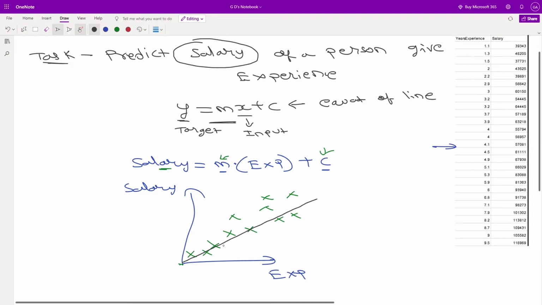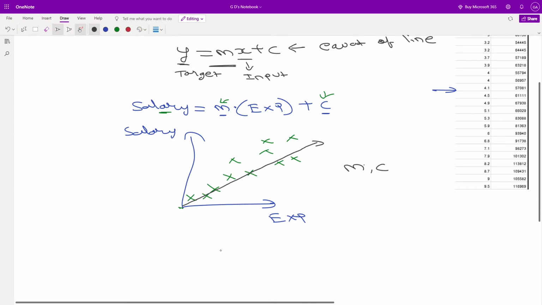Okay. And you should know that when I say this is a line equation, if I want to fit a best fit line, what do I mean by that? I want to find the best m and c values. Why? Because you should understand that m indicates the slope of the line, right? And c indicates the y-intercept, or we can also call it the constant, or slope is also called the coefficient.